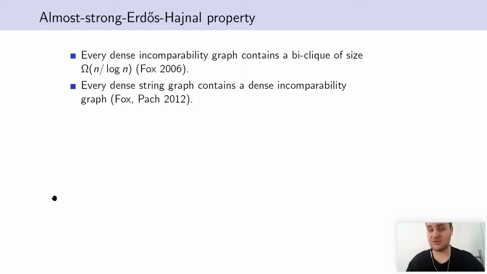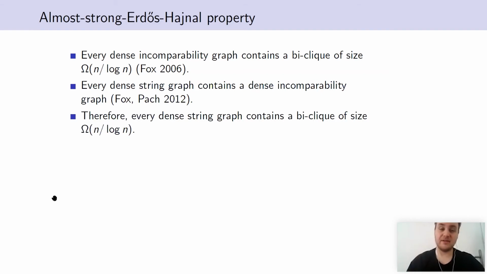And another important observation, or not really an observation, but a serious result of Jacob and János, is that every dense string graph actually contains a dense incomparability graph. So string graphs and incomparability graphs are even more closely related. But then these first two results combined give you that every dense string graph contains an almost linear sized bi-clique. Okay, so this is good, but this is about dense string graphs.